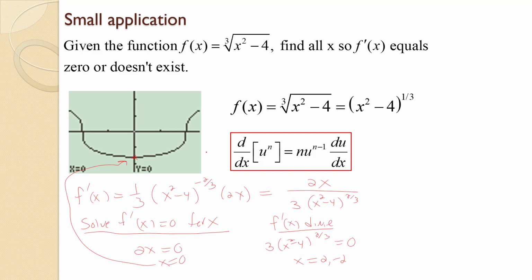And that corresponds to right here in the graph, that's 2. And right here in the graph, that corresponds to negative 2. At those places, you have, in fact, a vertical tangent line. Just because the derivative doesn't exist does not mean you have a vertical tangent line. It just means it's a possibility. And looking at the graph, you can clearly see it's true.